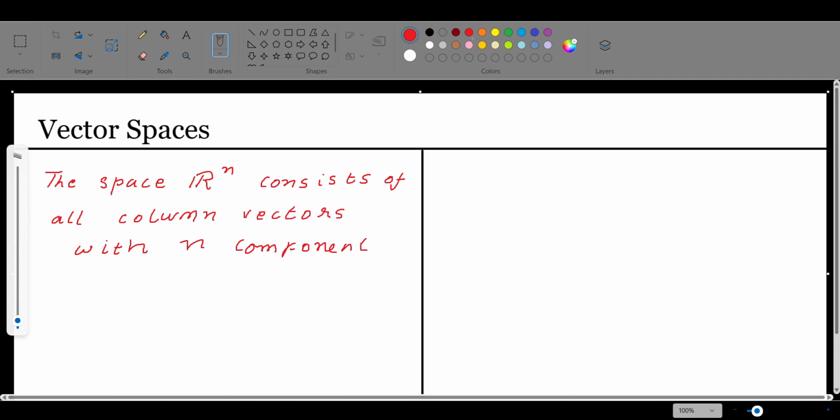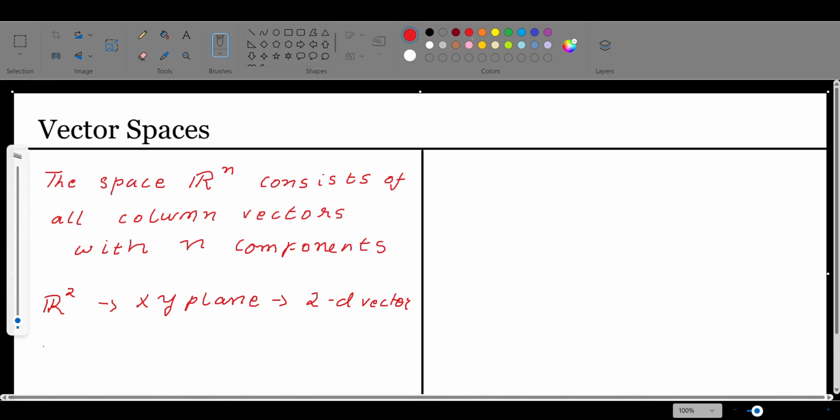Let me give you an example to help you understand. The R2 space is basically the two-dimensional space or the XY plane. And doesn't the XY plane contain every single two-dimensional vector, or every single vector with two components? Yeah. So 2D vectors. Similarly, R3 would have every single three-dimensional vector in it. That is the main concept behind vector spaces.